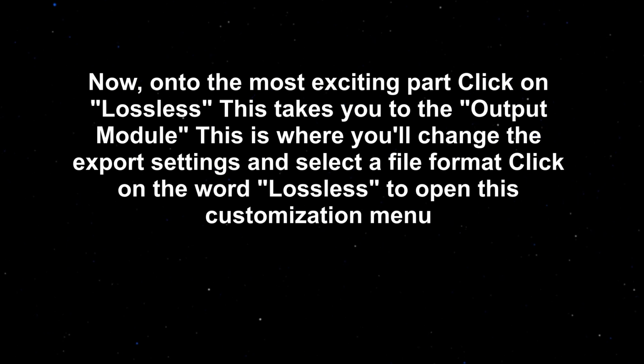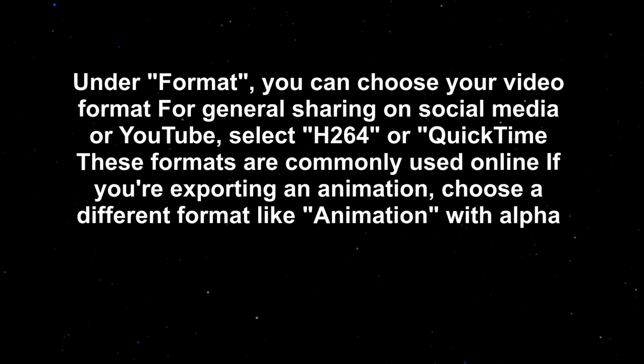Click on Lossless. This takes you to the Output module. This is where you'll change the export settings and select a file format. Click on the word lossless to open this customization menu. Under Format, you can choose your video format for general sharing on social media or YouTube. Select H.264 or QuickTime. These formats are commonly used online.